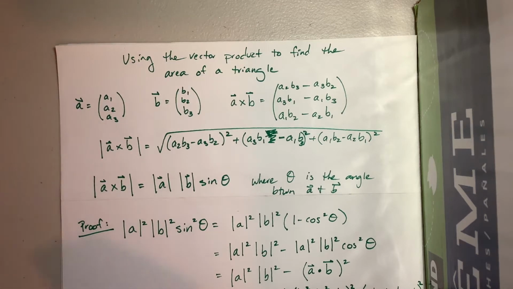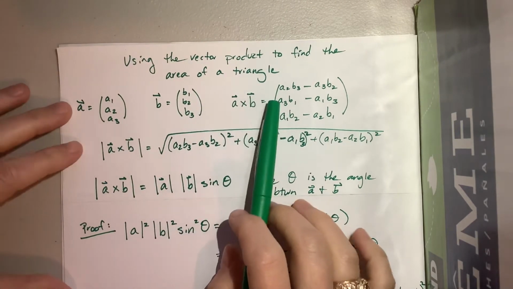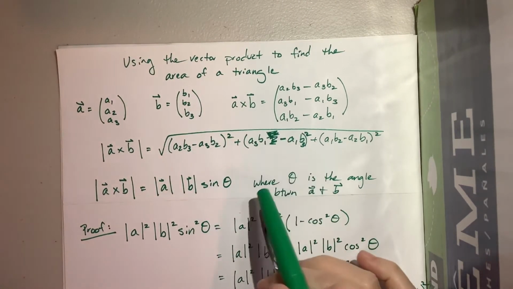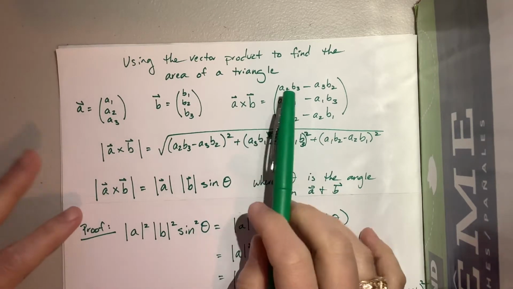Okay, the goal of this video is to talk about how we can use the vector product to find the area of a triangle. There's a bit of backstory to this, and it's a little complicated. I don't know that they're going to ask you to know this proof, but for those of you that want to know the why behind something, that's what I'm trying to do for you.